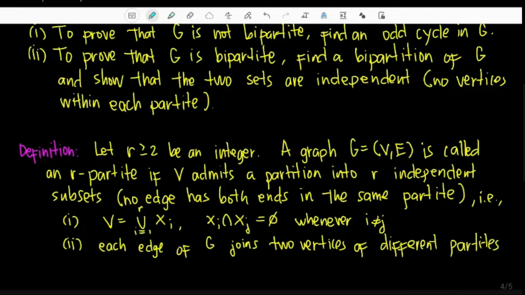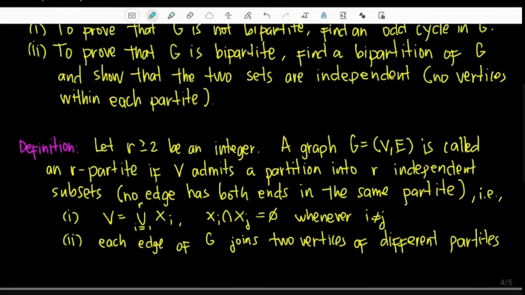within the same partite. So if X1, X2 up to Xr are partitions of V, then we must have V is the union of X1 up to Xr, and Xi and Xj are disjoint, or the intersection is empty, whenever i is not equal to j. That's the first condition. The second condition is that each edge of G joins two vertices of different partites. So you cannot have an edge within the same partite.